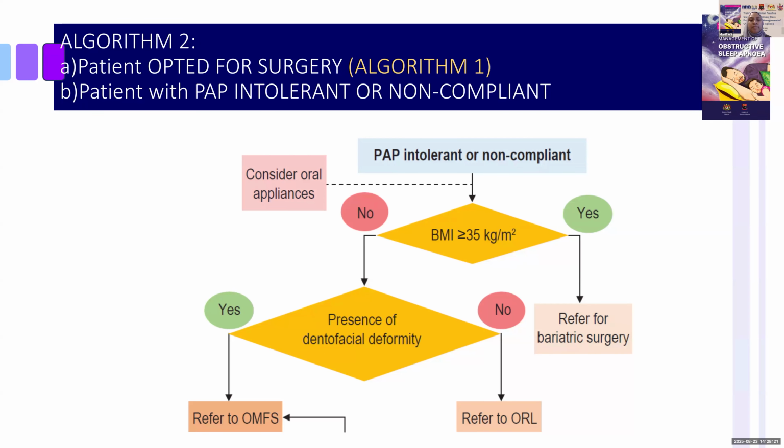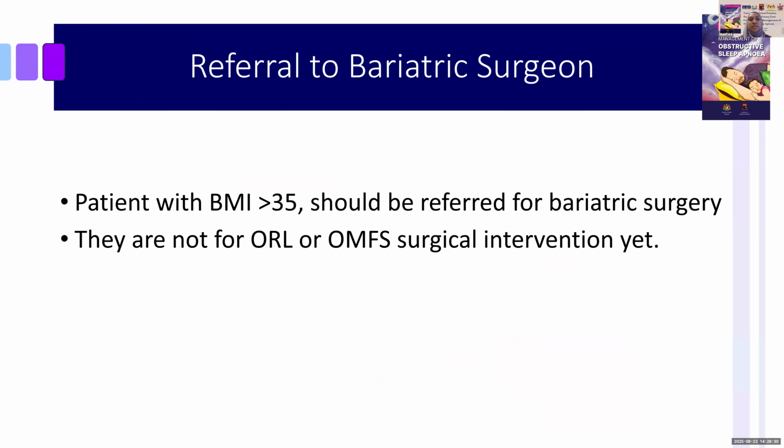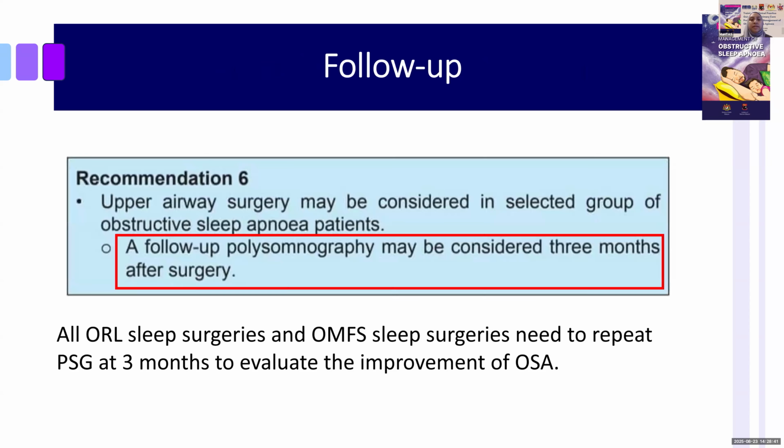And the 2 main departments that we refer to for surgical assessment are ORL or oral maxillofacial surgeons. Referral to bariatric surgeons is for patients with BMI 35 or more. They are not for ORL or oral maxillofacial surgical intervention yet. So in this patient for surgery, upper airway surgery may be considered in a selected group of OSA patients. A follow-up PSG may be considered 3 months after surgery.